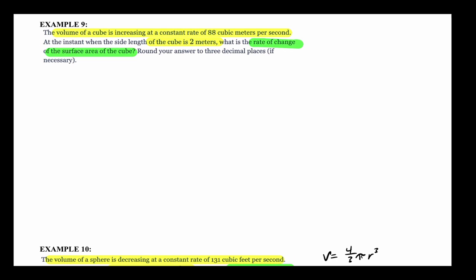Okay, so we know the volume of the cube is increasing, so we know dV/dt is 88. At the instant when the side length is 2 meters, so we know the side length is 2 meters. Now, every side of a cube is exactly the same. That's why it's a cube, right? So you can call it x, you can call it s for side, whatever you want to do. And then what is the rate of change of surface area?